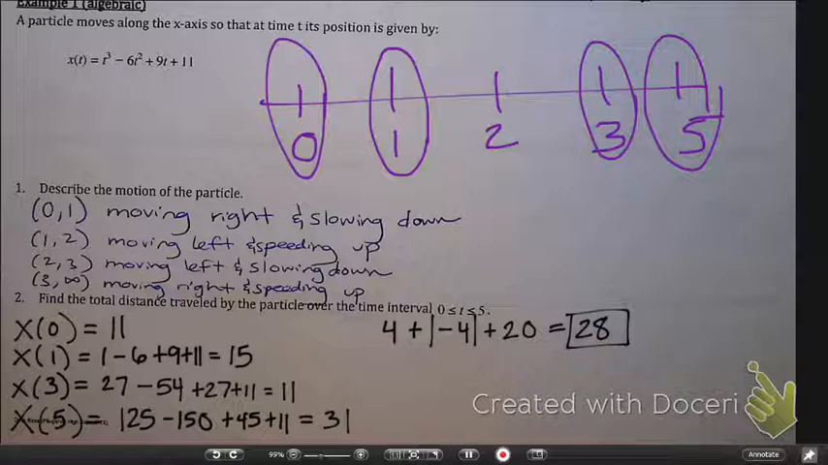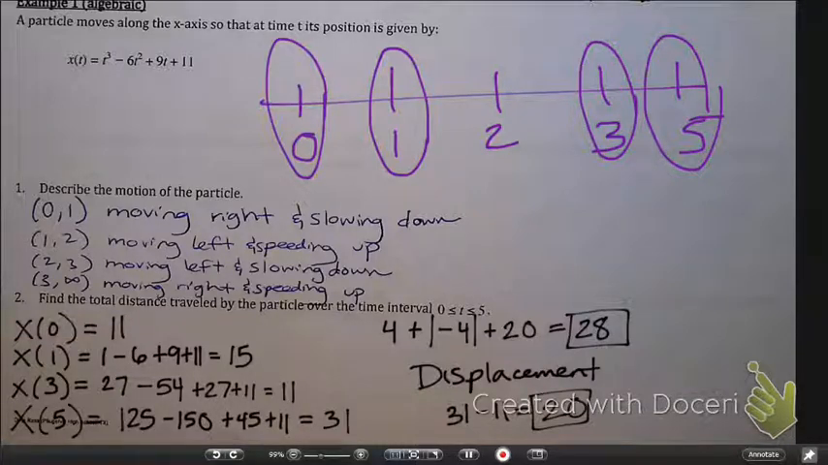Now, I also want to know displacement. I know this question isn't asking about displacement, but I also want to figure it out. So I want you guys to write displacement. And to figure out displacement, we only care about where we started and where we ended. We're going to subtract those two things. So we started at 11, we ended at 31. So the difference between 31 and 11 is 20 units. So my displacement is 20 units away from where I started.